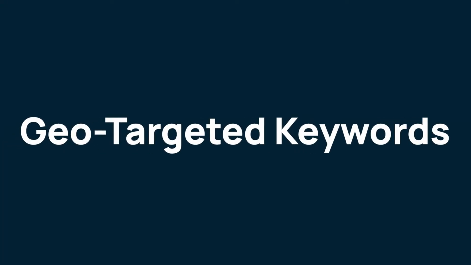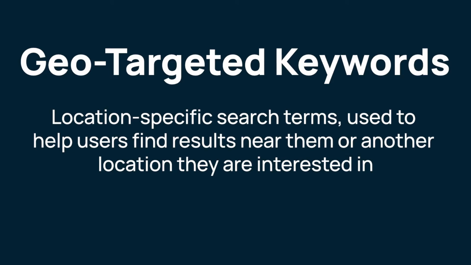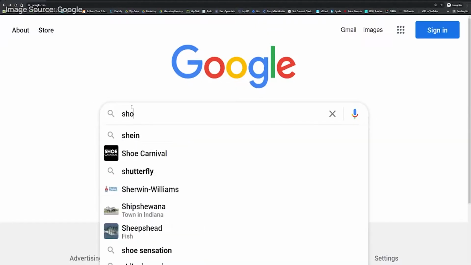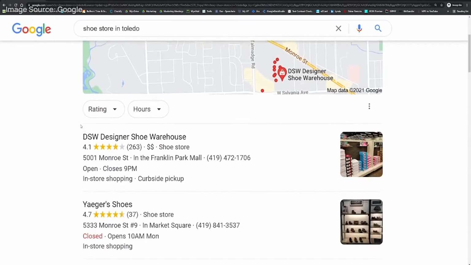Another type of keyword is geo-targeted keywords. Geo-targeted keywords are location-specific search terms used to help users find results near them or another location that they are interested in. An example of this would be shoe stores in Toledo, Ohio.